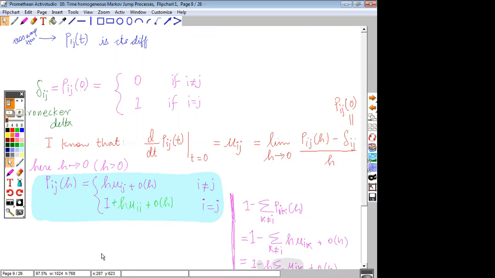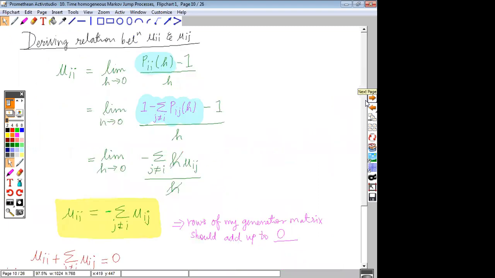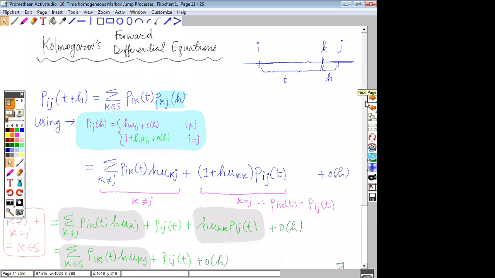So I guess this is what you have, and this is how you define the probabilities. This is the probability that you start off at i and end up at j in an h time interval. It is h, the time period, multiplied by the instantaneous rate of the transition, plus o(h), which in the limit goes to 0. That is just to account for the other cases that have a very negligible chance of occurring. We also saw the relationship between mu i and mu ij, and we know that the sum of a row in a generator matrix is supposed to be 0 for it to be well defined.